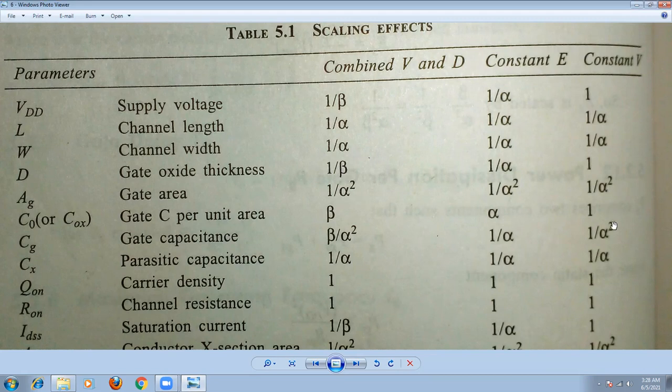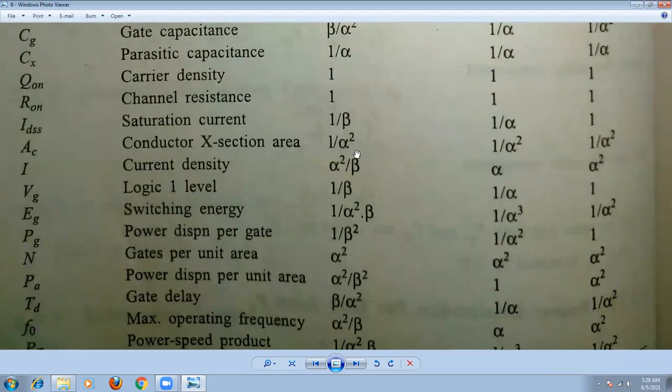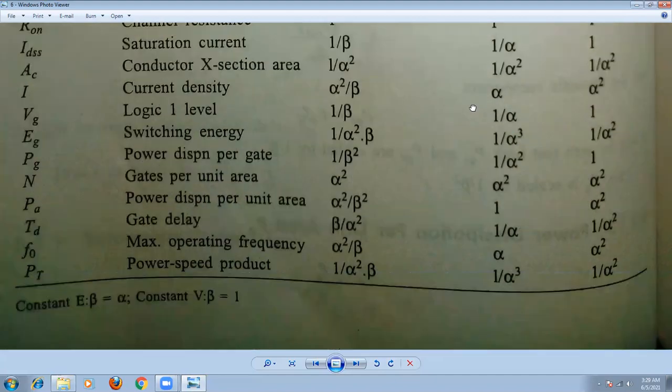In this case, 1 by alpha square, 1 by alpha square, 1 by alpha. Here 1, 1, and this 1 by 1 is 1, right? And 1 by alpha square as it is. Now in this case, alpha square by beta, with beta equal to 1, becomes alpha square, and 1 by alpha square into beta becomes 1 by alpha, like this. Wherever you have beta, replace it by 1, and you will get the constant voltage scaling model. These are the parameters you have to remember here.